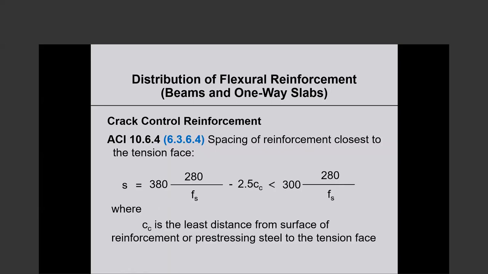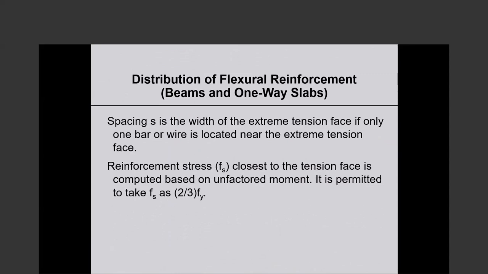C sub C is the least distance from the surface of the reinforcement or prestressing steel. Okay, clear cover, as I said. Now, spacing S. If there is only one reinforcing bar, then the spacing is the width of the section. That's all this is saying.